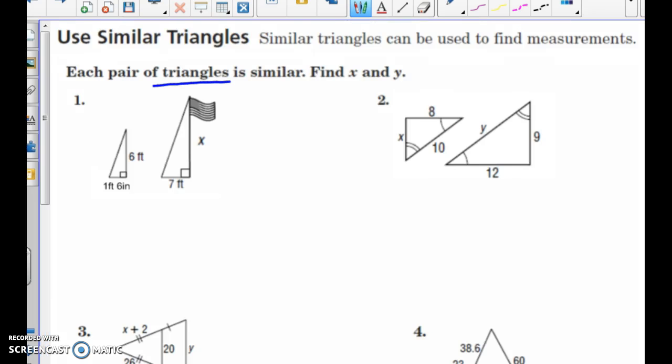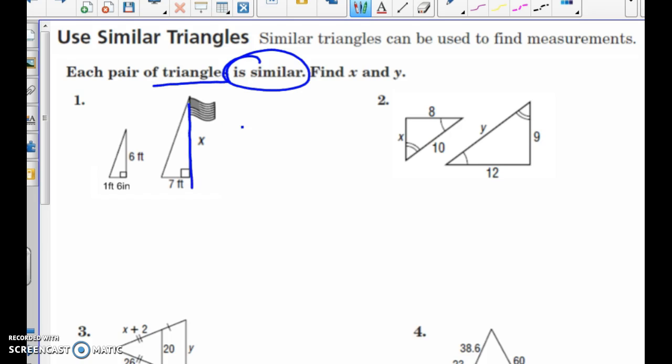They tell you they are similar, right? So I don't have to figure it out if they are. All I need to do is find a missing side. If they're similar, what it tells you is the angles are congruent and the sides are proportional. Okay, so I just have to set it up.